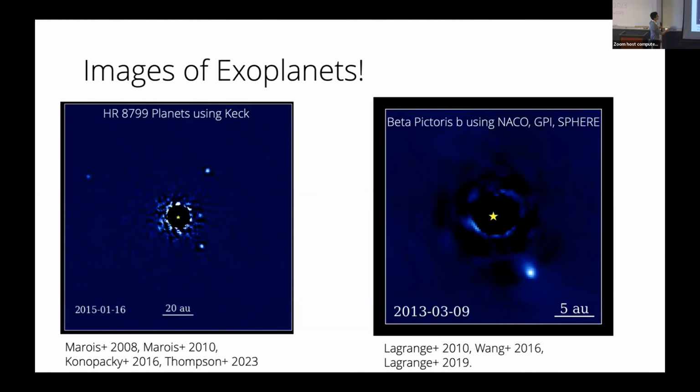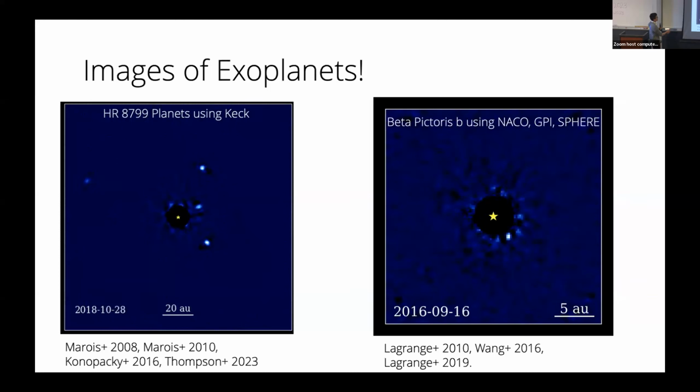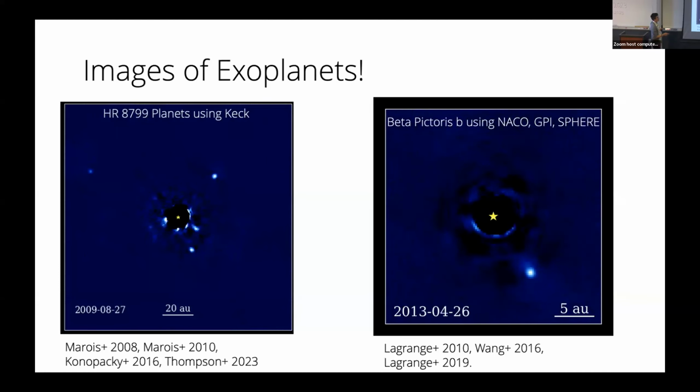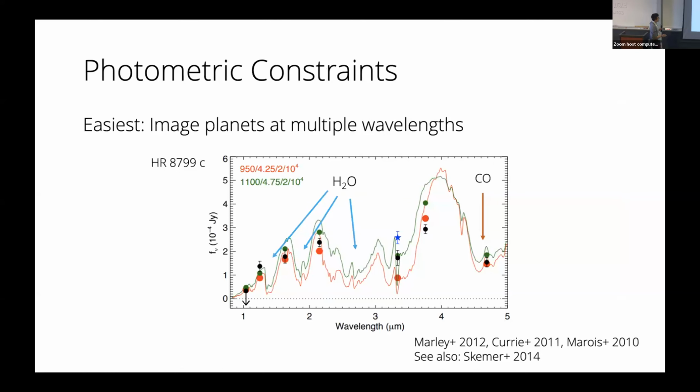All right, once we have these images, we can start imaging these planets at different wavelengths, and you can measure the brightness of these planets at different wavelengths. And this gives us the first glimpse of what these planets are made out of. So that's what happened in the very beginning of direct imaging. We started measuring the photometry of some of these planets. So this is the brightness of these planets on the y-axis as a function of wavelength. Each of these black points is the measured brightness of the planet at various bands.